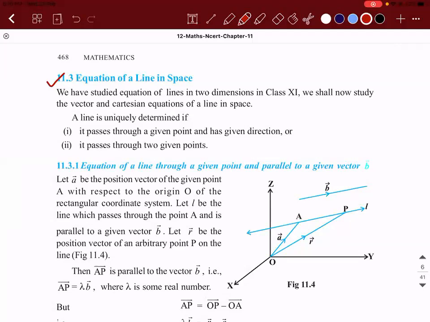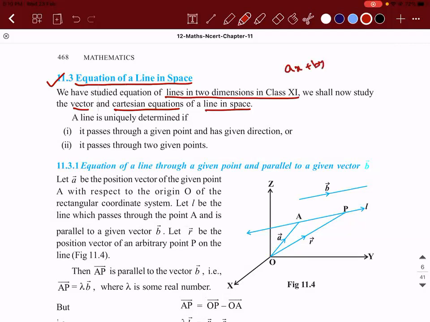Okay, so listen. We will be seeing the equation of line in space. As I mentioned previously, we have studied the equation of lines in 2 dimensions in class 11. Now we'll study the vector and Cartesian equations of line in space. First we are going to see the Cartesian form, then the vector form, or vice versa. You understand what is Cartesian form, right?